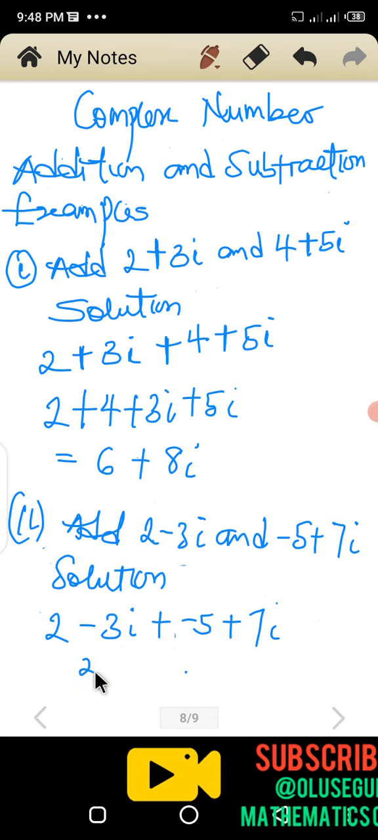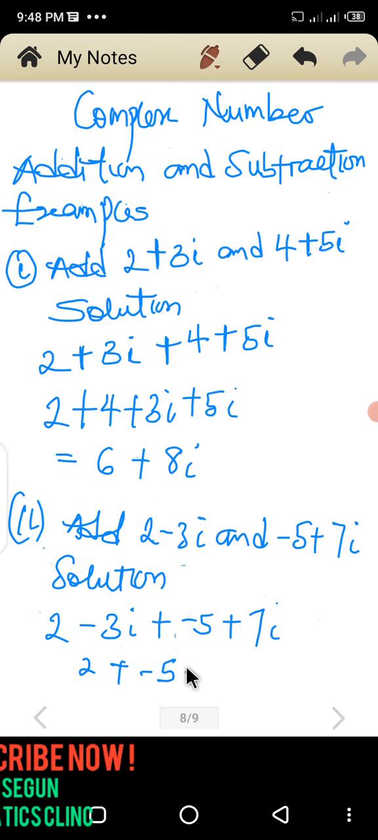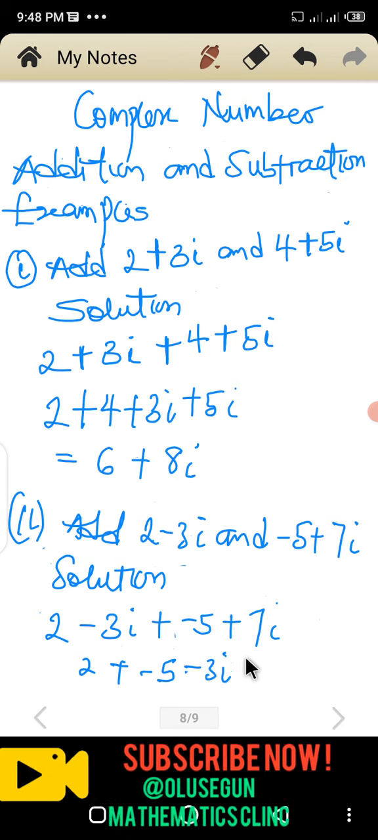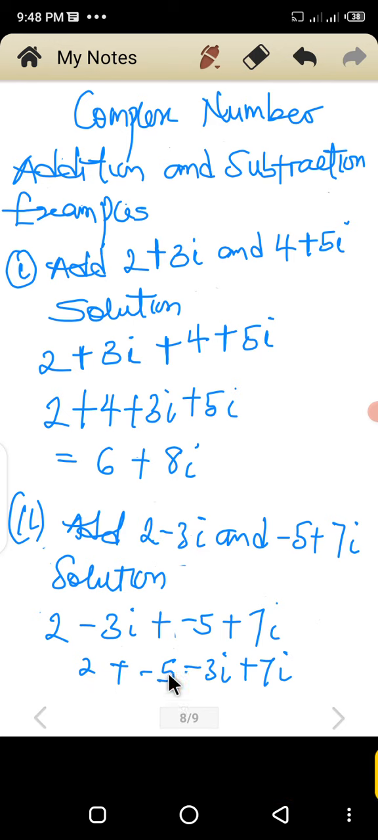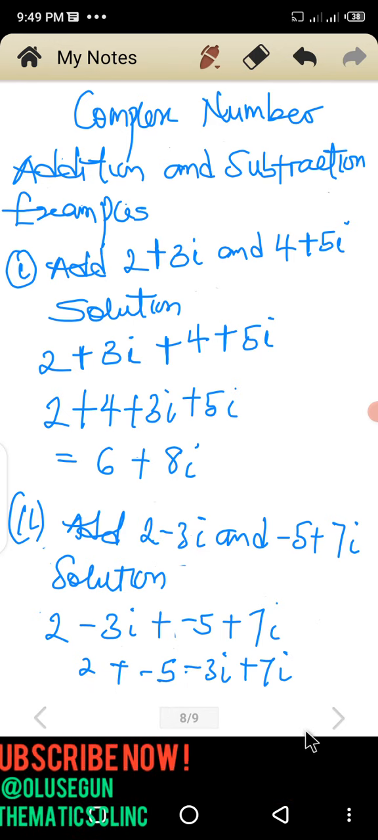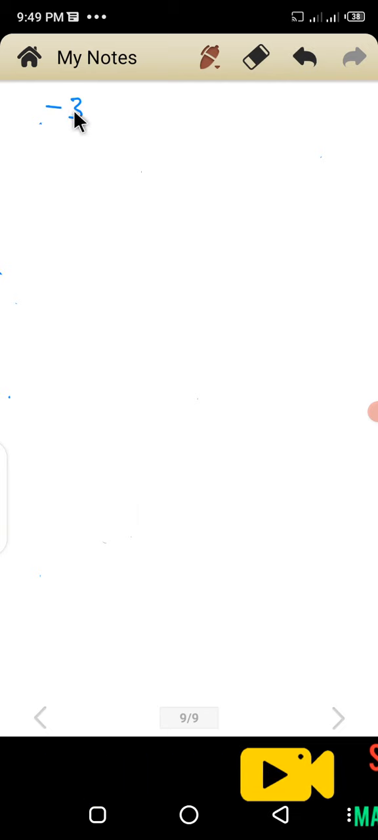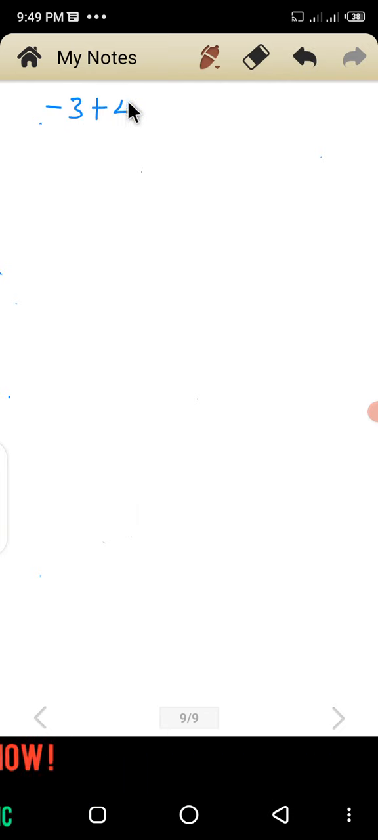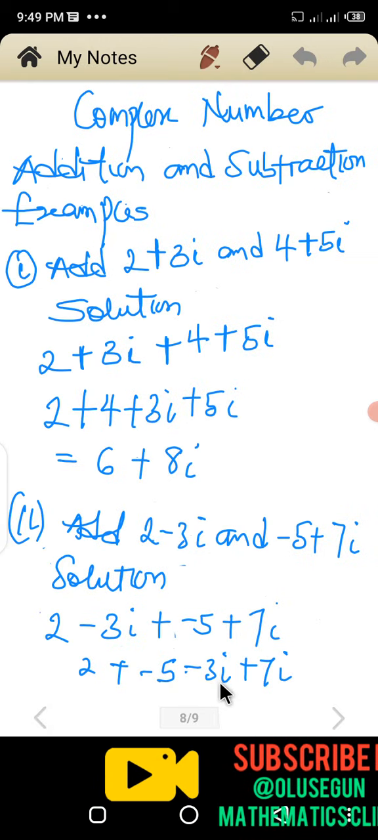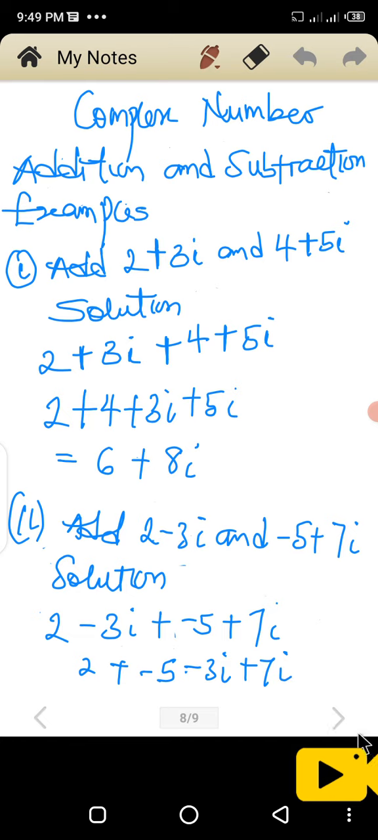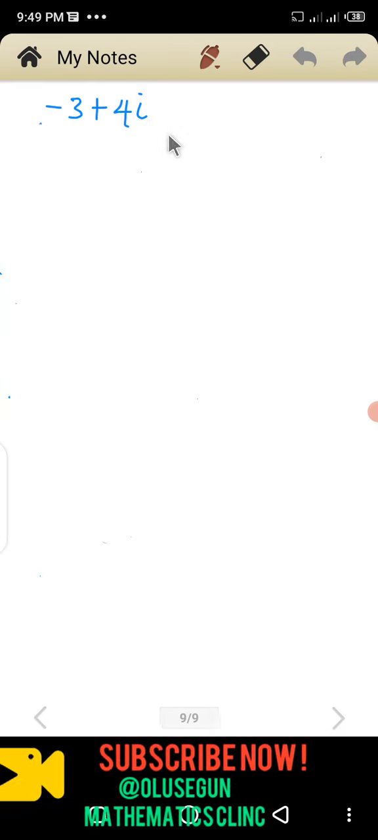Therefore, you just say 2 plus minus 5, minus 3i plus 7i. So 2 plus minus 5 will give us minus 3, which gives us minus 3 plus 4i. If you study it very well, you see that minus 3i plus 7i will give you plus 4i. That is the answer for that.